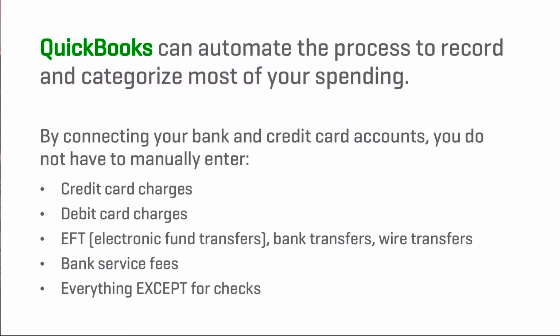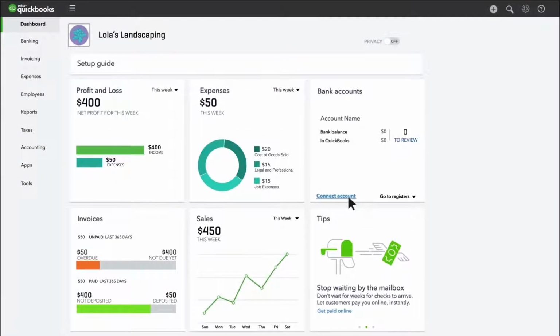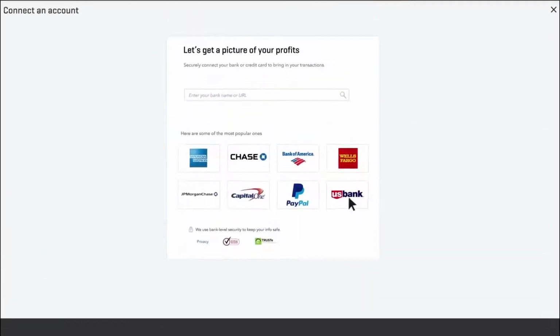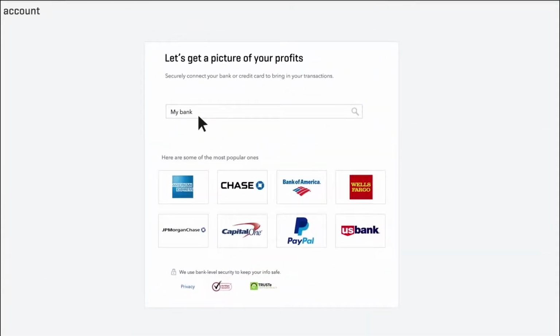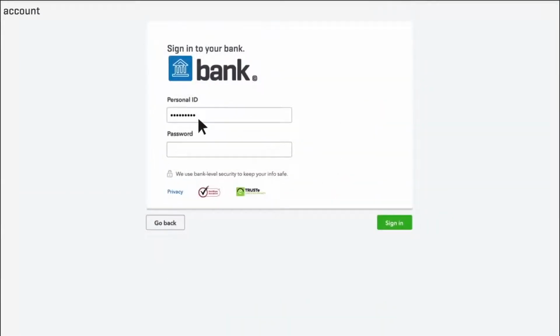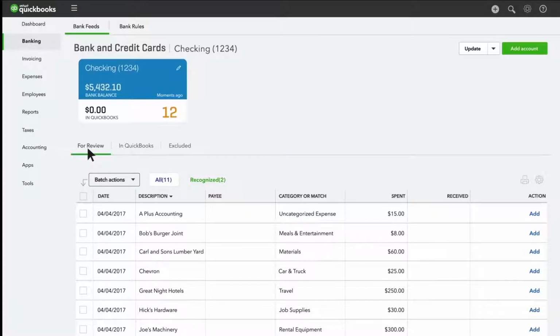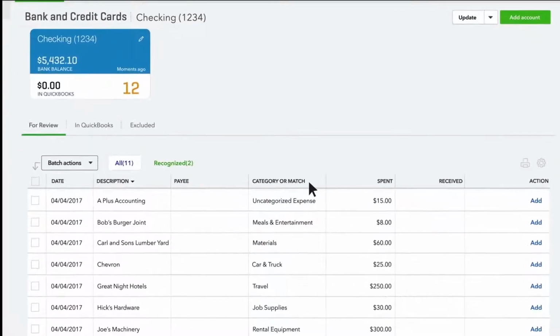Anytime you spend money with a credit card, debit card, EFT, ACH, wire transfer, or bank charges, and in fact, anything that's not a check, you can download directly from your bank and credit cards into QuickBooks Online by using the online banking feature. These transactions are downloaded directly from your bank and your credit card, and then they go into the banking center where you can then categorize them.